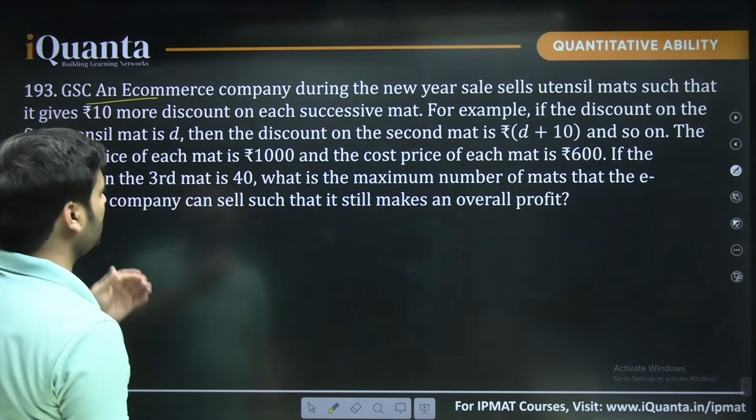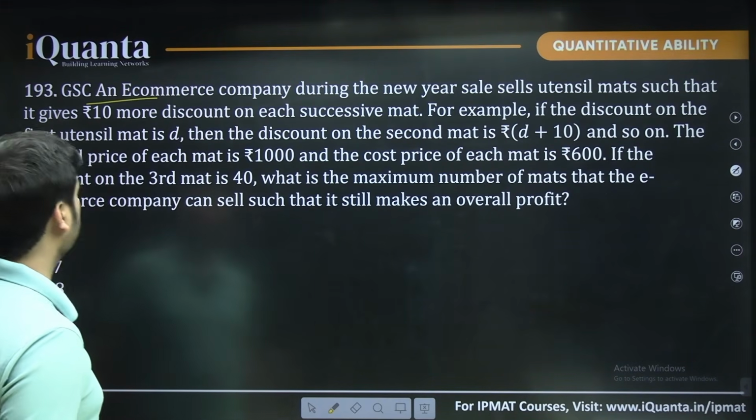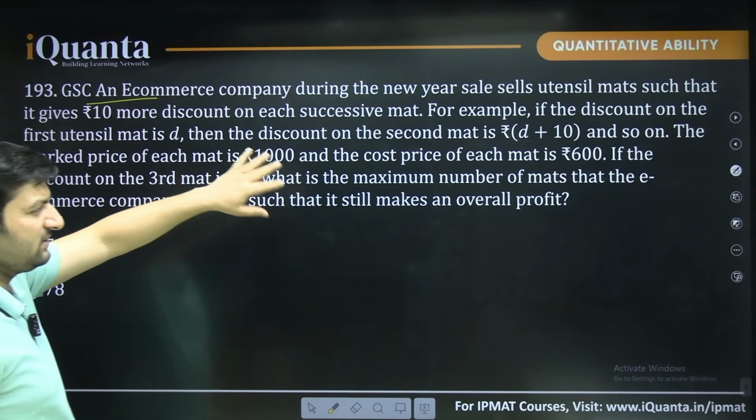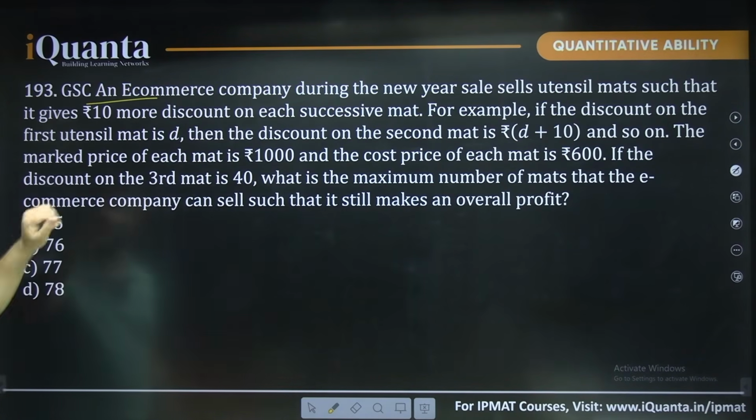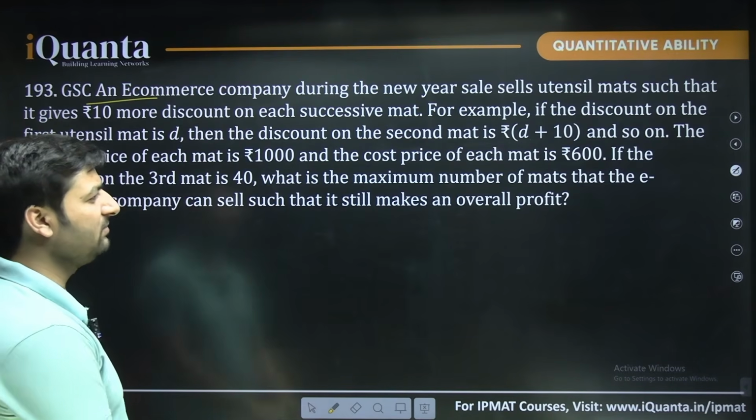GSC, an e-commerce company, during the new year sale sells utensil mats such that it gives 10 more discount on each successive mat. For example, if the discount on the first utensil mat is D, then the discount on the second mat is D plus 10, and so on.